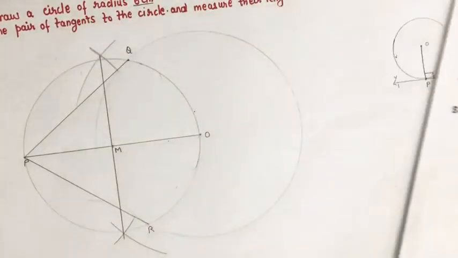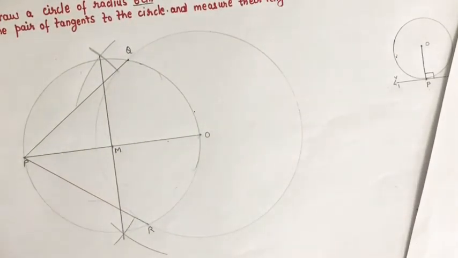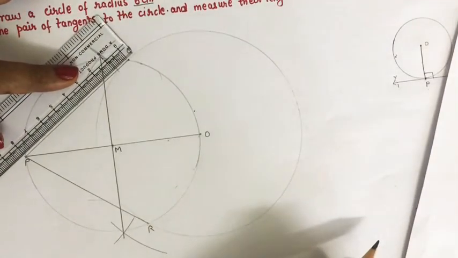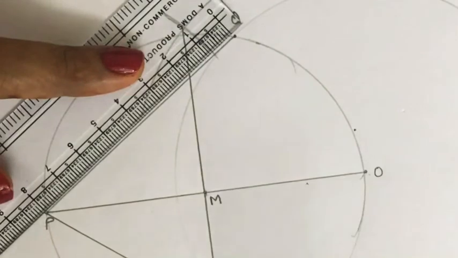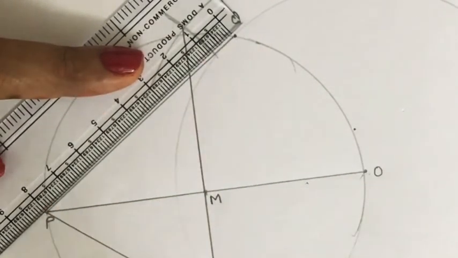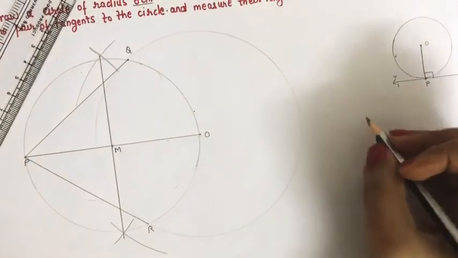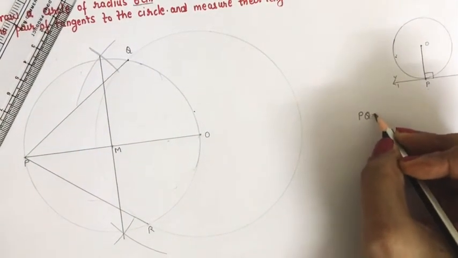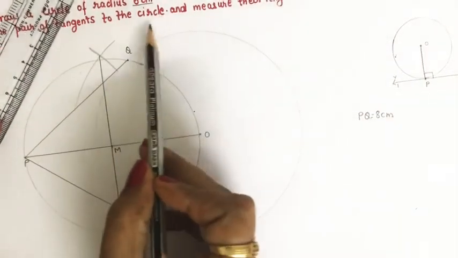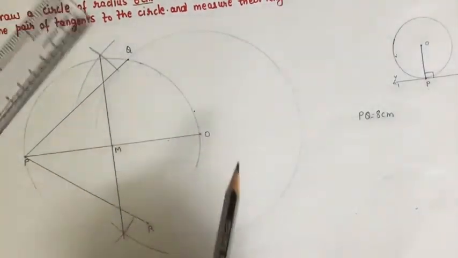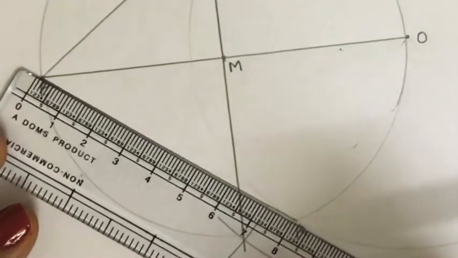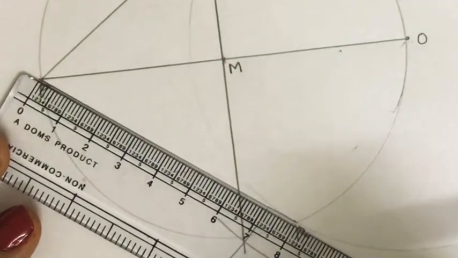Now next I am just going to explain, so just try to understand. Construction is over here. Now if I measure it, you can see the measurement. It is exactly 8 centimeter. So the length PQ you are getting is 8 centimeter. Look here, the question says to measure their length. So PQ and PR both are exactly 8 centimeter.